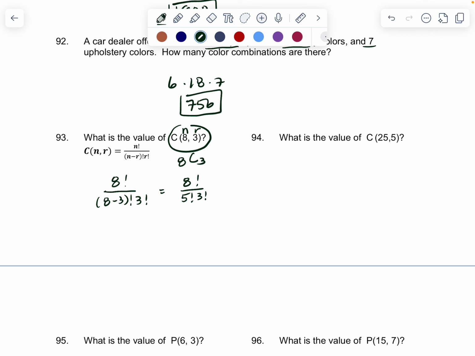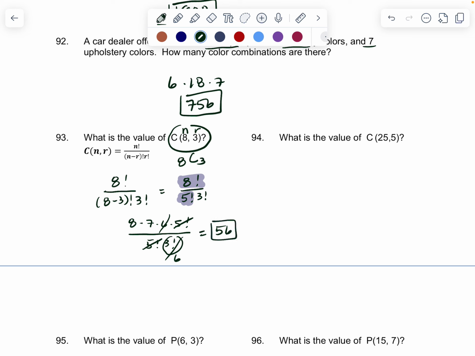And remember, we're always going to break down the biggest factorial that we see until we hit the next biggest one. So this is going to be 8 times 7 times 6 times, oh, I hit the 5, stop there, all over 5 factorial, 3 factorial. So these cancel out. 3 factorial is 3 times 2, which is 6. So these cancel out, and we're just left with 8 times 7, which is 56.